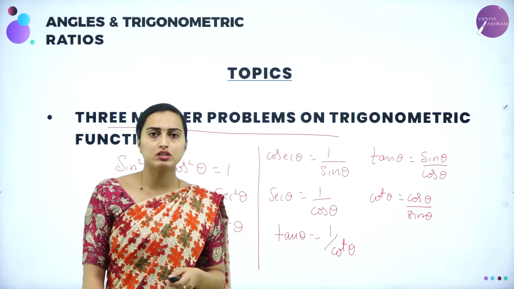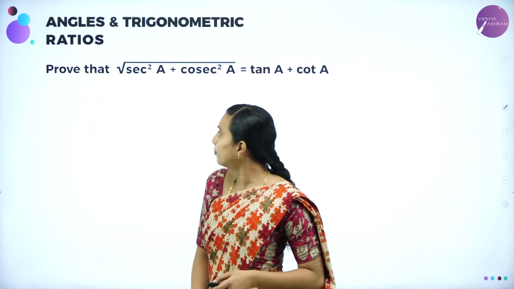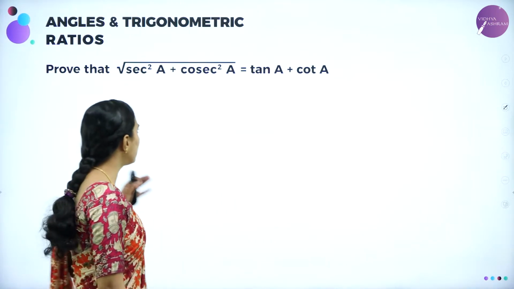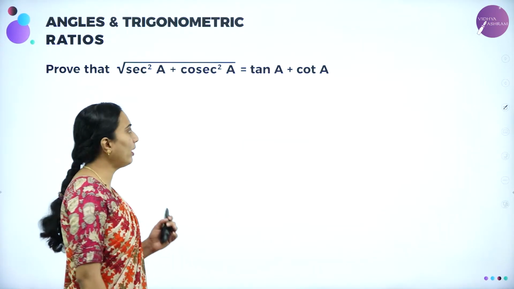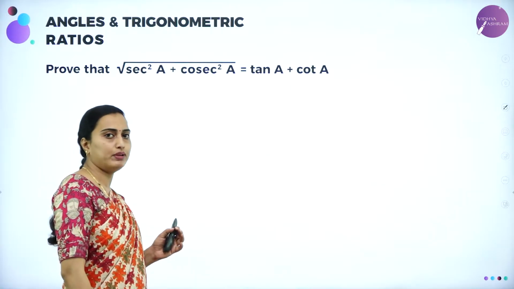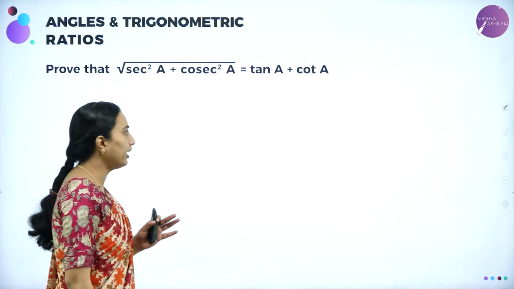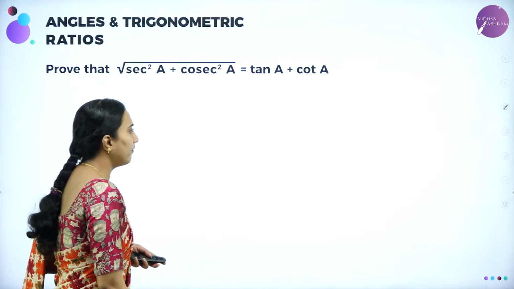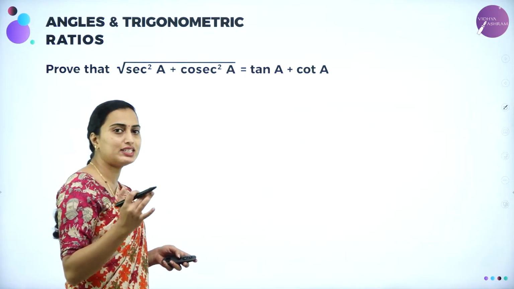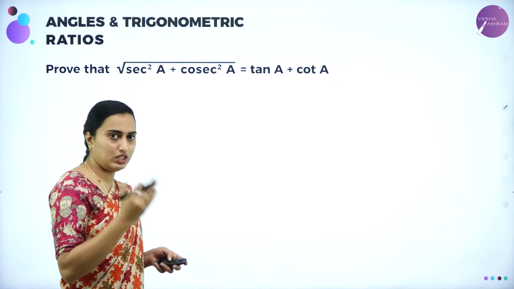So we'll move on to the problems they have asked. Prove that the square root of secant squared A plus cosecant squared A is equal to tan A plus cot A. So what are secant squared A and cosecant squared A written as? Just now we have learnt that 1 plus tan squared theta can be written as secant squared theta.